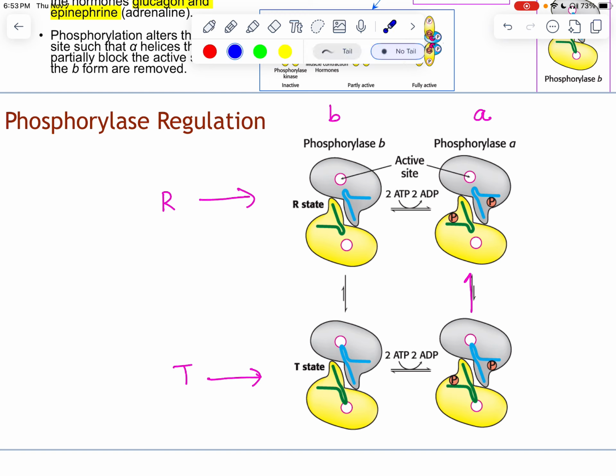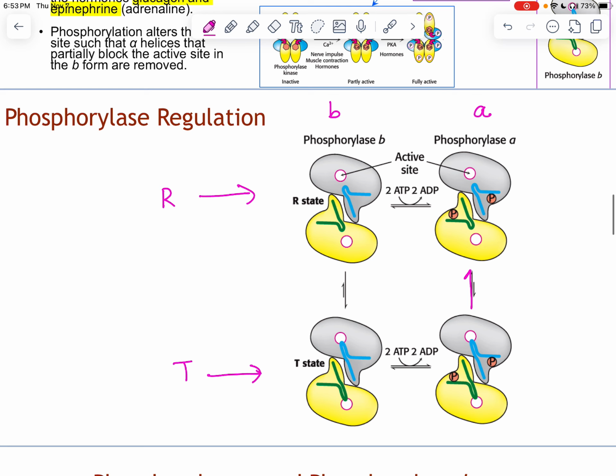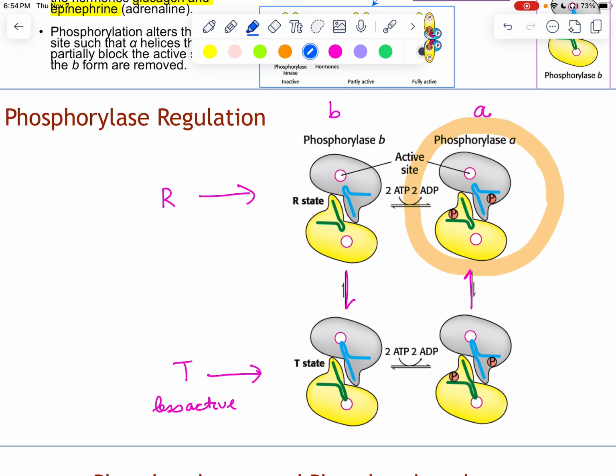On the other hand, if we have the B version, and we come here and take a look at our arrows, we see that the T state is favored. Just like before, the T state is going to be the less active state. R state is more active. Okay, so if I was going to pick my most active form out of these four, it's going to be the one that's both phosphorylated and in the R state. Okay, if I wanted to pick my least active state, I'm going to pick the one that's not phosphorylated and it's in the T state.